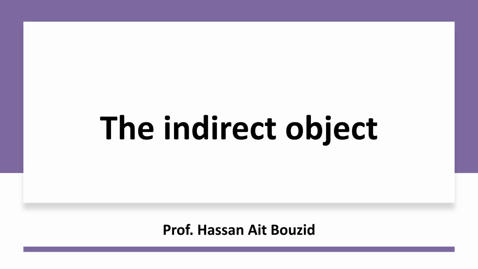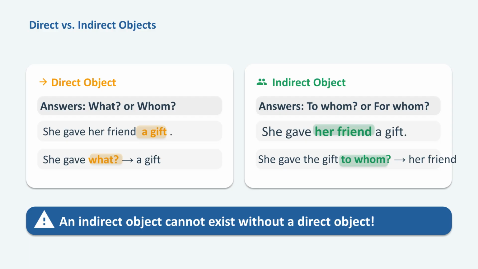Today, we'll focus on another important part of the predicate, the indirect object. Let's start by recalling how the direct object works. To find the direct object, we ask the question, what or whom, after the verb. Now, the indirect object, IO, depends on that direct object. It tells us to whom or for whom the action is done.